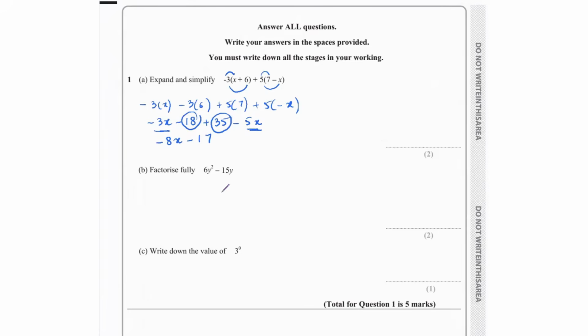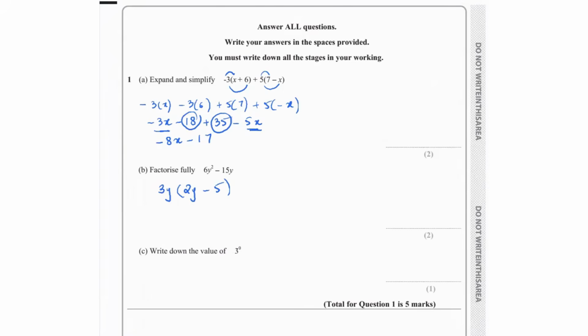Then factorize fully. For the factorization, you see whether there's a highest common factor between the given terms. We can see that 3y is common. So when you take 3y common, you're left with 2y minus 5 in the bracket. Since we can't factorize this further, this is your fully factorized answer. Remember to take the number and the variable common, not just one thing, because if you only take one thing common, it's not fully factorized.